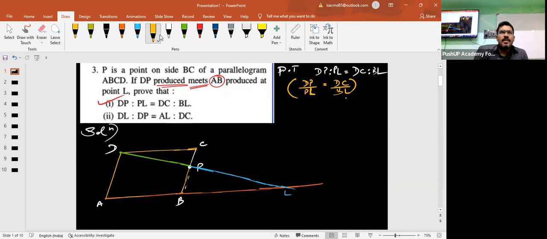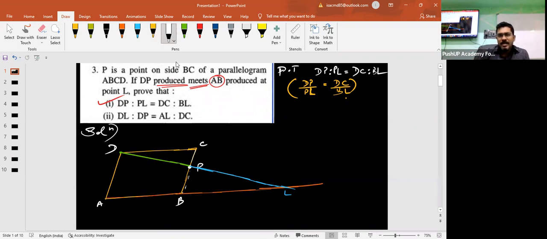You have to prove similarity between two triangles to which this DP, PL, DC, BL belongs to. Unless you prove similarity, how are we going to write the ratios of corresponding sides in proportion? Check. Proportion. Right. How will you show that the ratios of the corresponding sides are in proportion? It's not possible. So our first task is to show similarity between those two triangles.